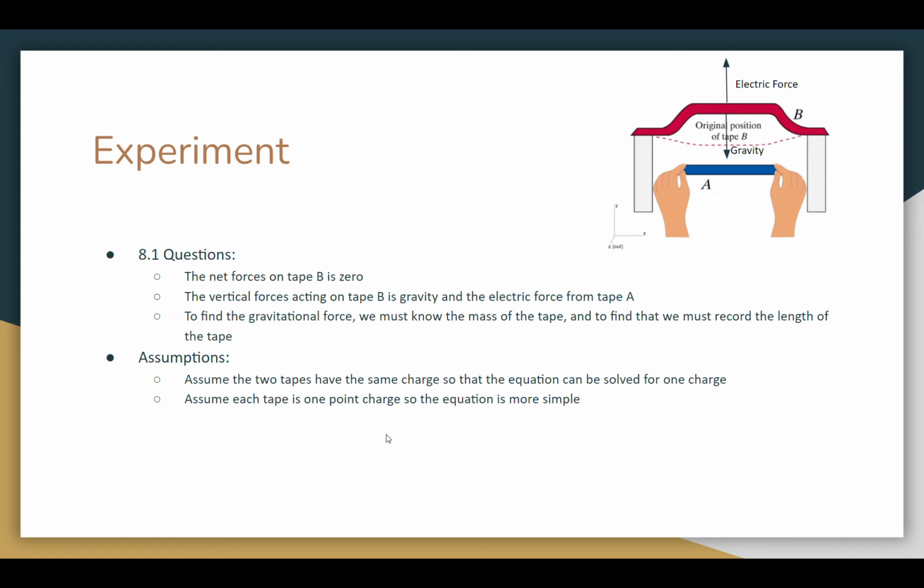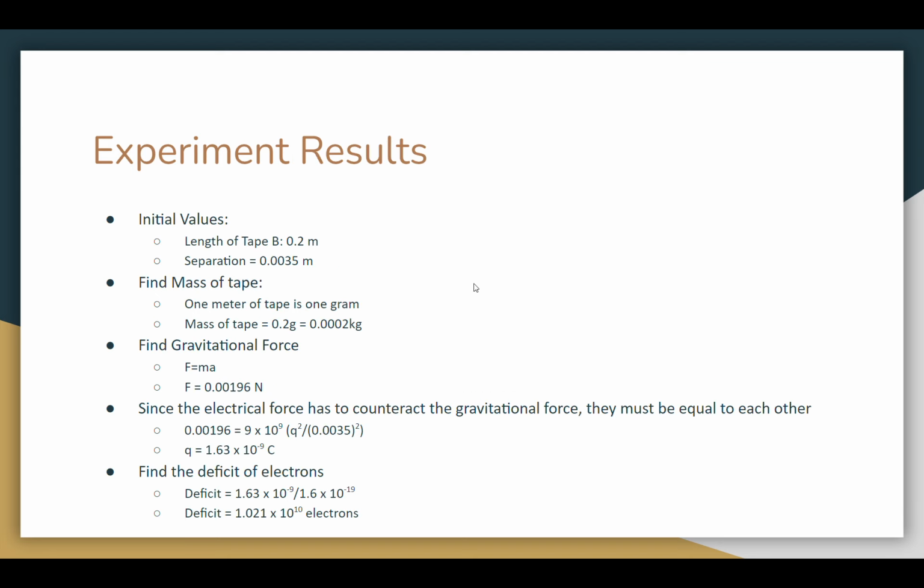Our assumption is that the two tapes have the exact same charge, which is probably not right, but we have to assume it so it makes our equation a lot cleaner. And another thing to make our equation a lot more simple is that the two tapes are just one point charge, not taking the whole entire piece of tape into account. Our initial values were the length of the tape and the separation between them when the two tapes would start to repel.